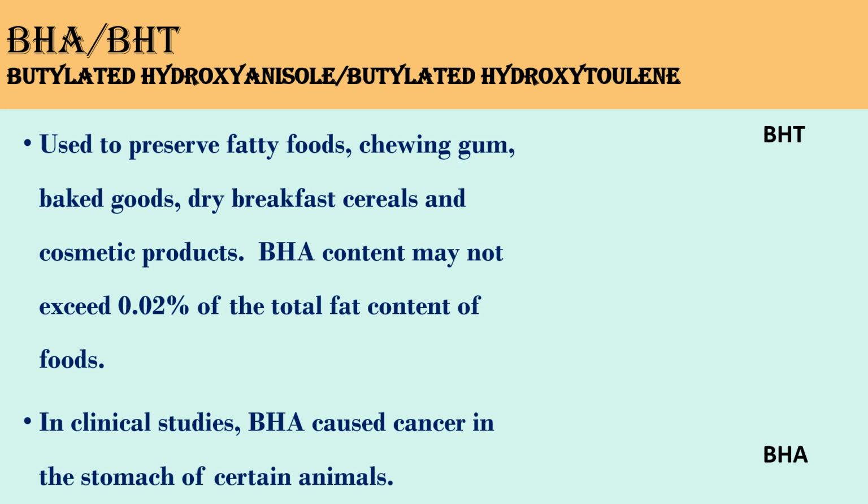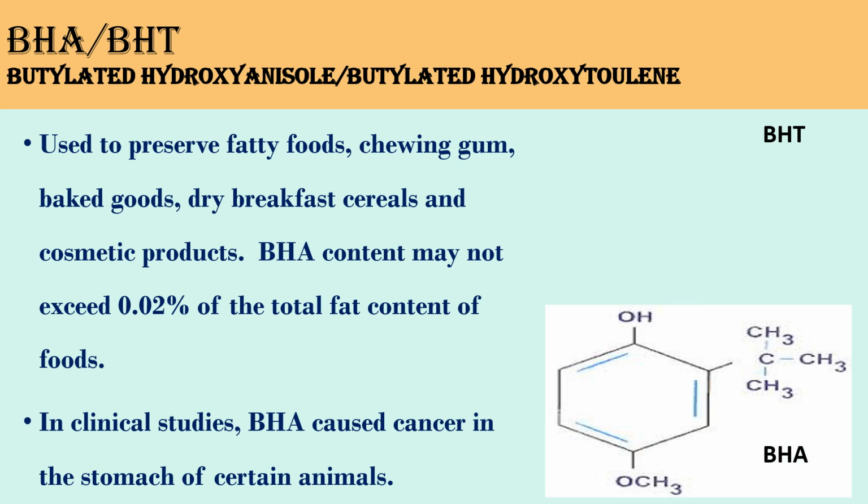Next comes your BHA and BHT. What is this BHA and BHT? This is butylated hydroxyanisole, that is BHA. Anisole means a benzene ring containing an OH and a methoxy at the 1,4 position. That is your anisole. And butylated means a butyl group attached to it. And butylated hydroxytoluene means it contains OH and a methyl group. That's why it is called that, and it is butylated. It contains a butyl group in the ring. So let's see first the structure of BHA, that is butylated hydroxyanisole.